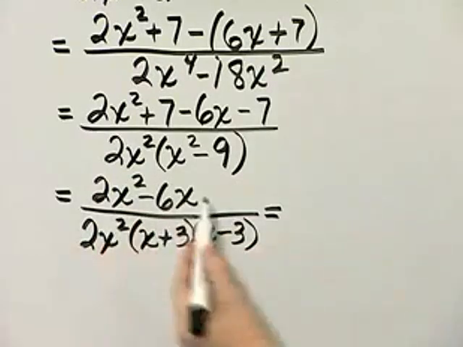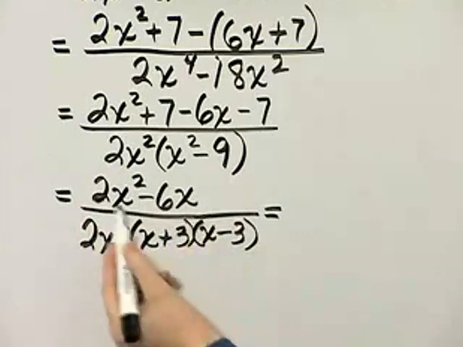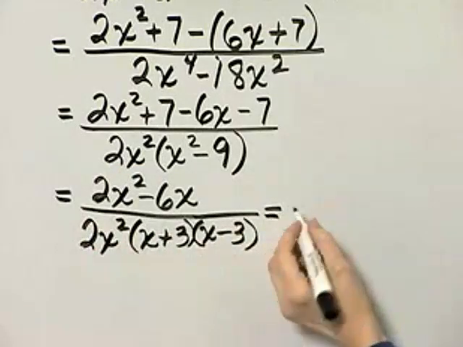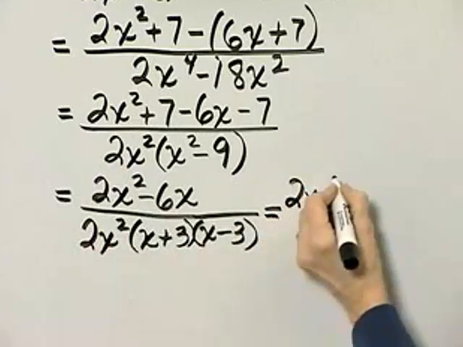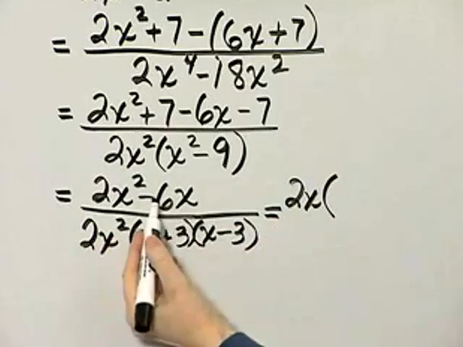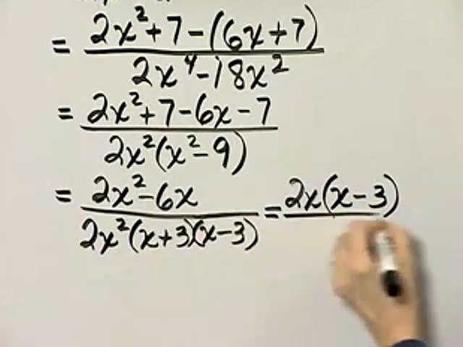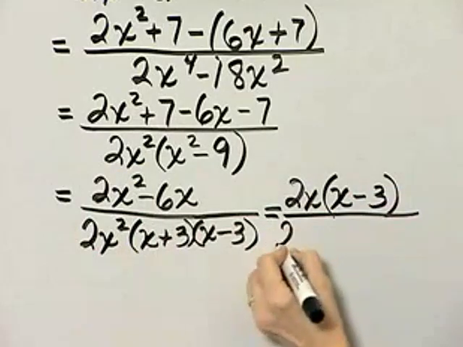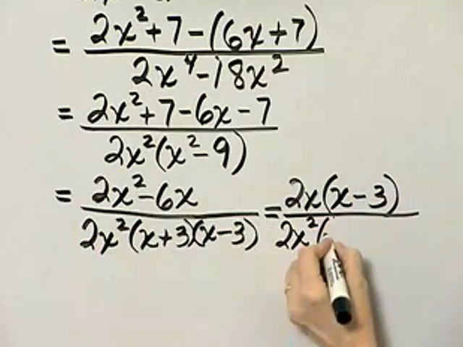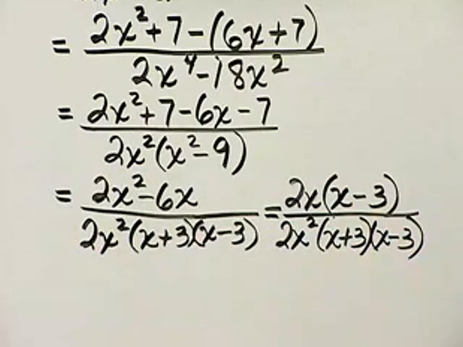So although these terms cannot be combined, can we factor? The answer is yes. There's a common factor of 2x that we can factor out. So I'll factor out a 2x out of the two terms in the numerator, and I have left x minus 3. Now you can double check by multiplying, and then in that denominator I have 2x squared times x plus 3 times x minus 3. Notice I have completely factored in the numerator, I have completely factored in the denominator.